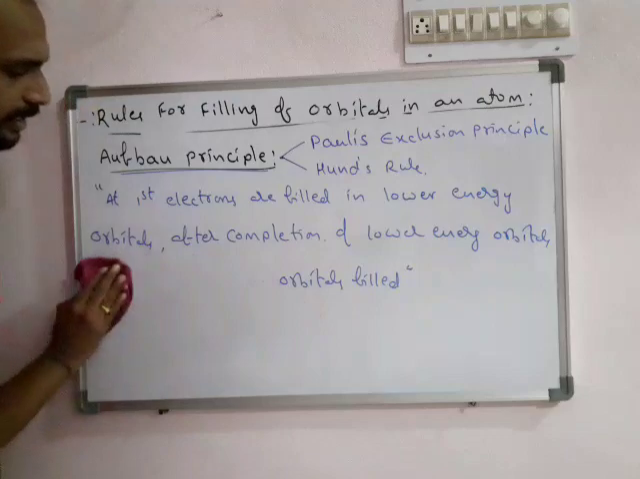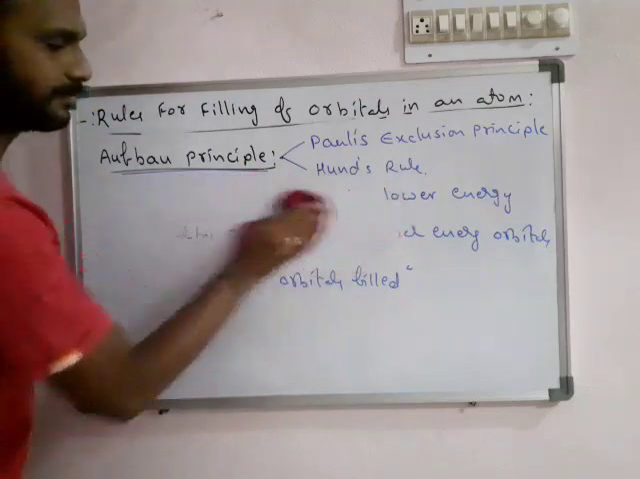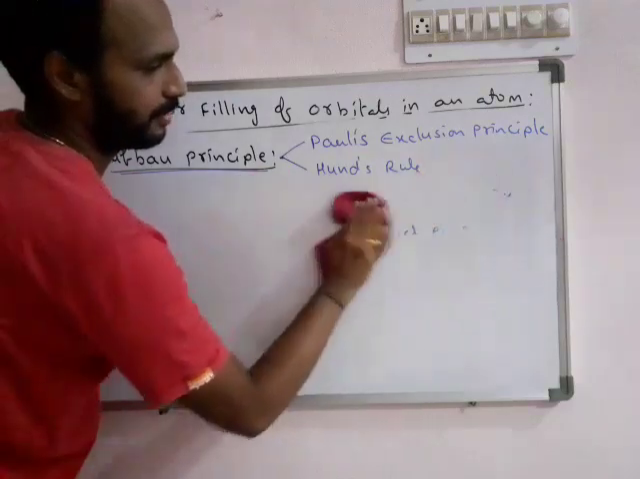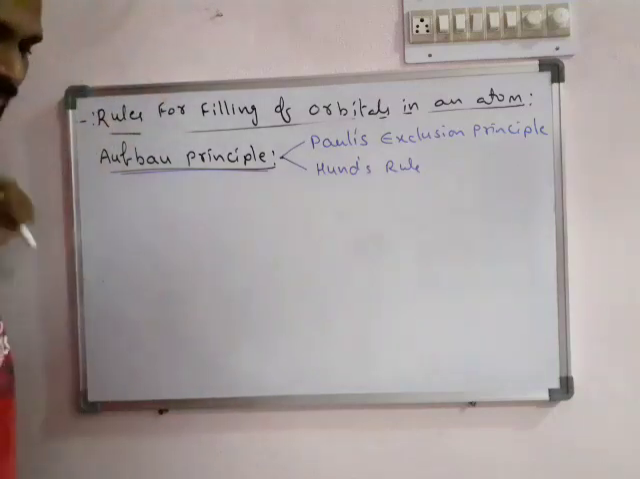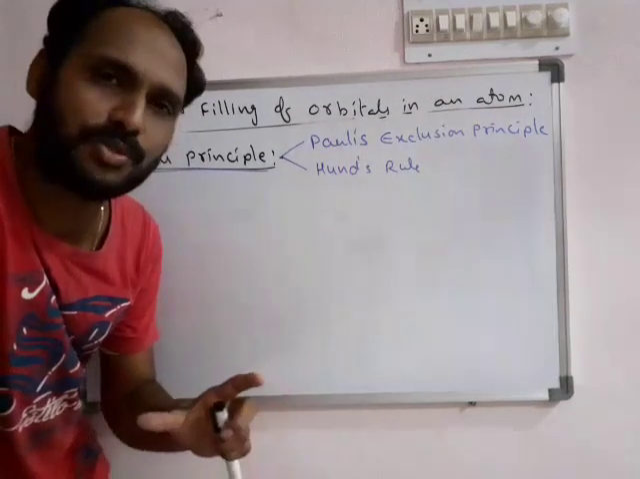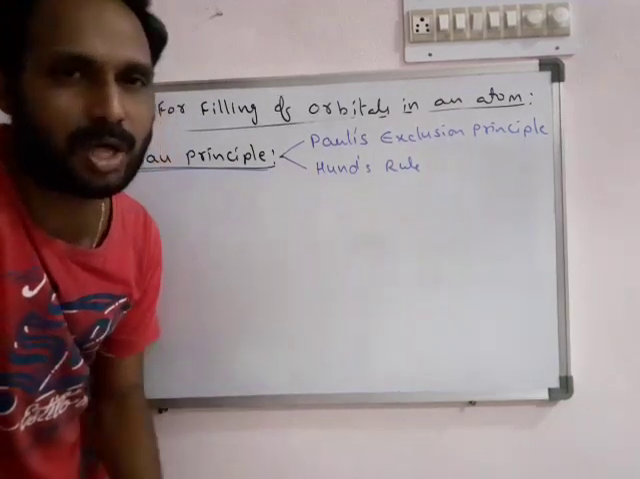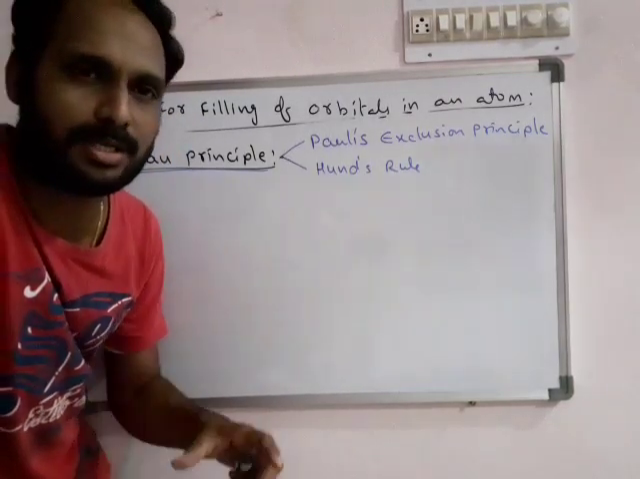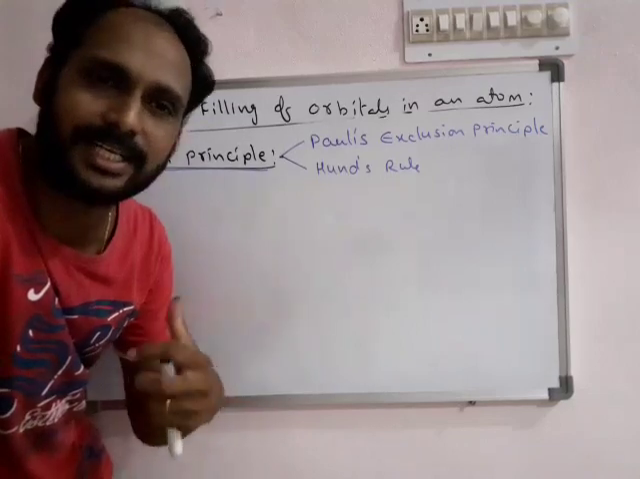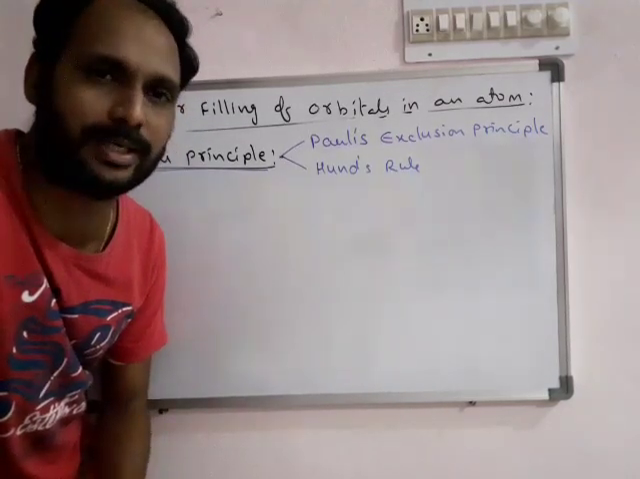But here what is important is how to know higher energy orbitals and lower energy orbitals. Among the orbitals we have, finding out which is lower energy and which is higher energy, that is important.